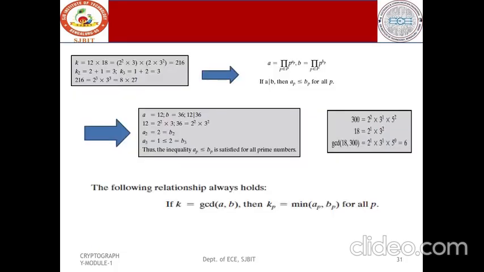If a is equal to 12 and b is equal to 36, then 12 divides 36. So 12 can be written as 2 square into 3. 36 can be written as 2 square into 3 square. So here a2 is 2, which is equal to b2. a3 is 1, and this is less than or equal to 2, that is b3. Thus the inequality ap less than or equal to bp is satisfied for all prime numbers.